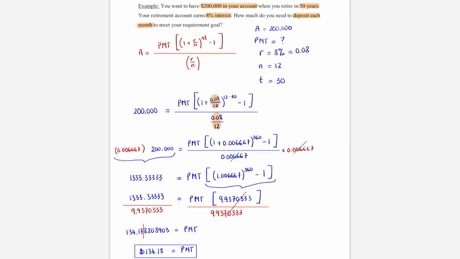If I want to retire in 30 years, and I want to have $200,000 when I retired, and my account is paying 8% interest, then I will need to deposit $134.18 each month for 30 years.